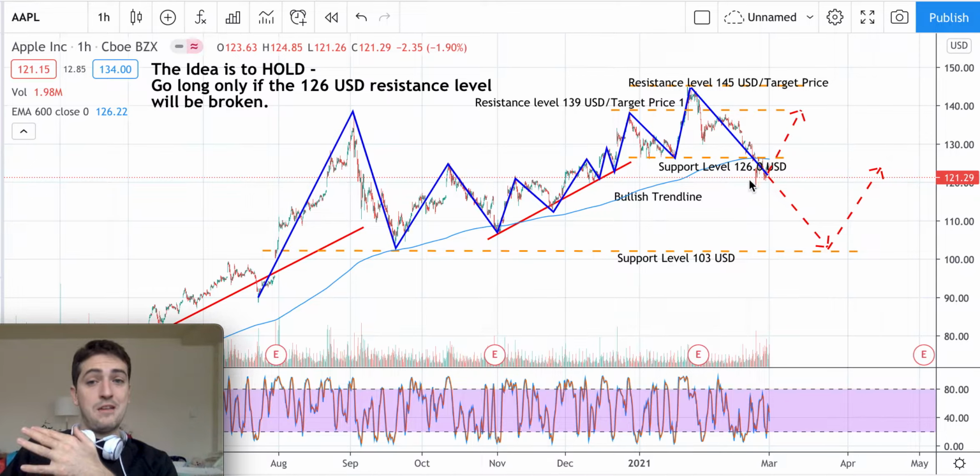If this support level of 126 US dollars is broken in the next days or weeks, the idea would be to go long with a first target price of 139 US dollars and a second target price of 145 US dollars. But as we are right now, the best option is to hold before going long. To go long, we need to wait until this level is broken upwards, and see that for at least a couple of days or 3 days in a row, the close price of a daily candlestick will be always above 126 US dollars. If it happens in the next days or weeks, the idea is to go long.